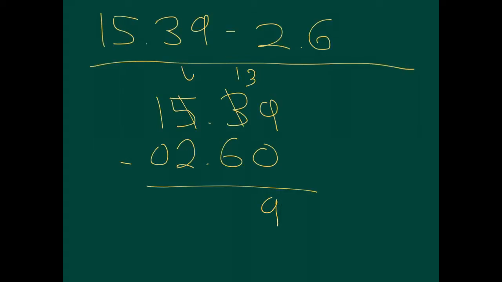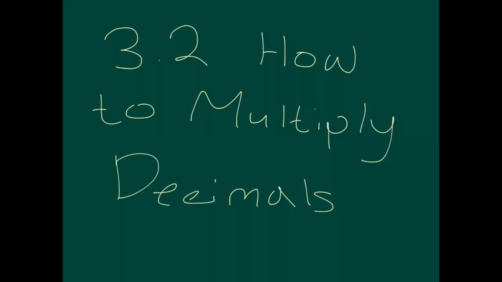Take 1 away from the 5. That makes it 4. So 13 minus 6 is 7. Drop your decimal place. 4 minus 2 is 2. 1 minus 0 is 1. So your answer will be 12.79.